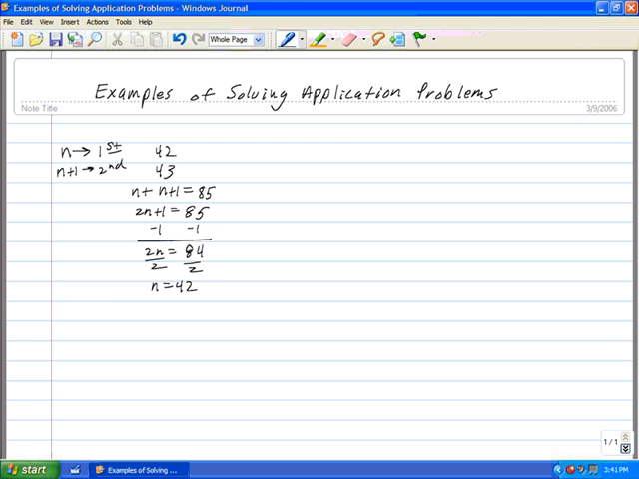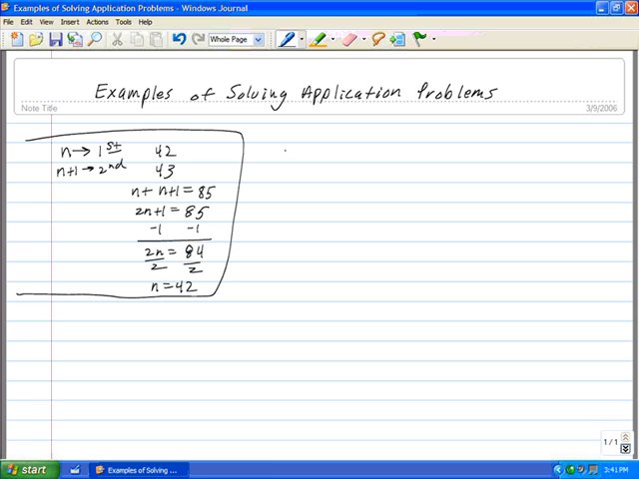Now sometimes, instead of talking about consecutive integers, consecutive evens, consecutive odds, they might discuss two numbers that are not consecutive even, odd, or anything like that, but they will give you a comparison. Alright, let's say for example that you have two numbers. One of them is 3 more than twice the other.